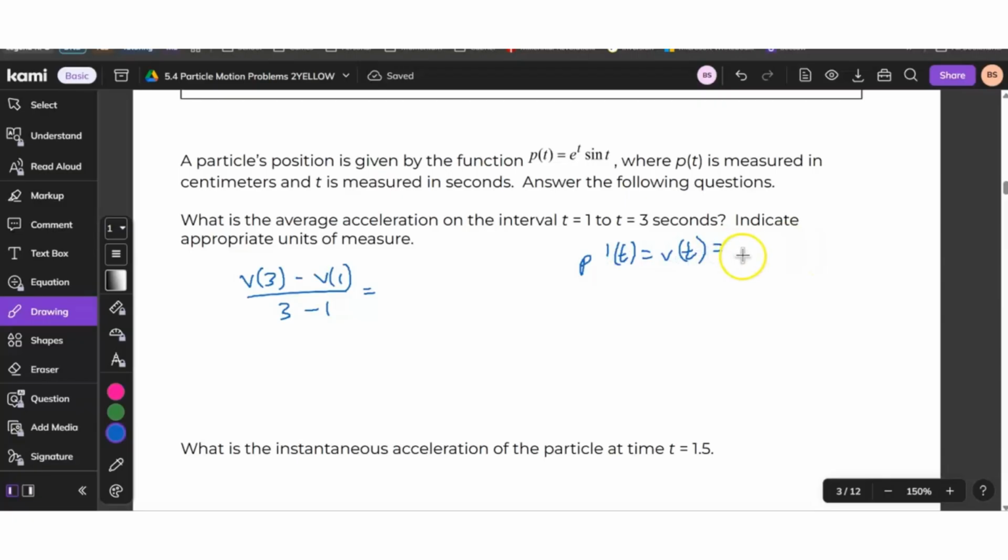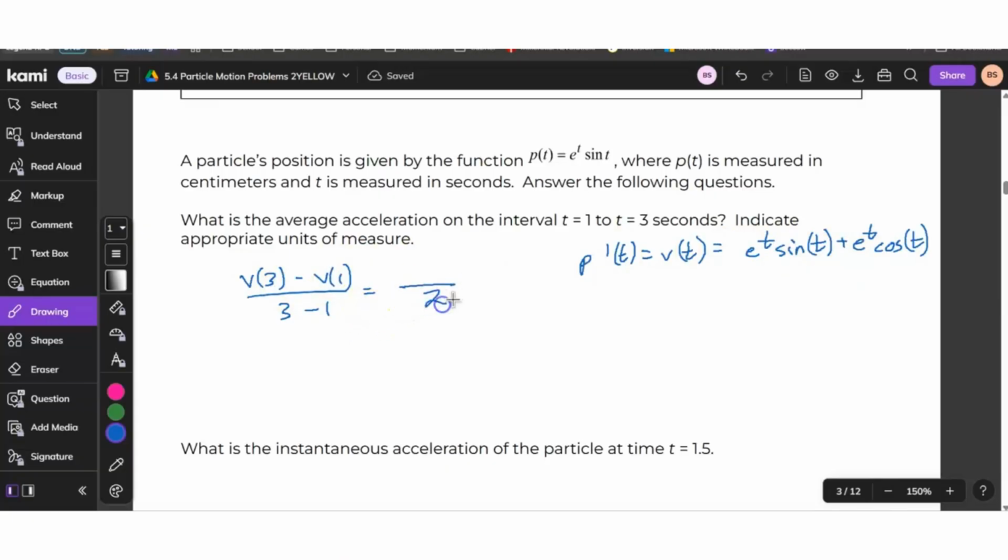What was it? Do you remember? Why p prime of t? Because the derivative of the position is the velocity. And if you remember, it was just e^t sin t plus e^t cos t. We did it already in the previous question. So then we're going to have to plug these in, right? We'll do e to the power of 3 times sine of 3 plus e to the 3 cos of 3. In other words, we have to punch v of 3 and v of 1 into these two equations. We're going to do it on a calculator.